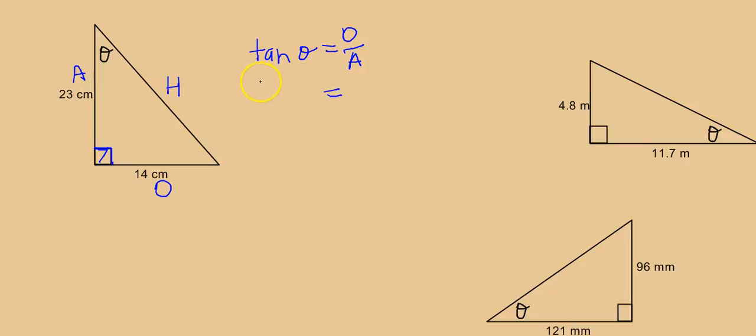Okay, substitute into the rule is the next step. I don't have anything to substitute in for theta, so I'm just putting theta. The opposite side over here has got 14, and the adjacent side is 23. We want theta on its own. We want to know what theta is. We want to know what angle has this relationship. So we ask our calculator.